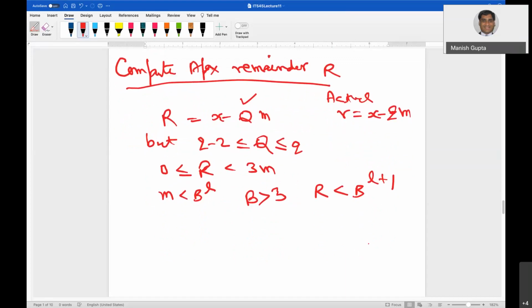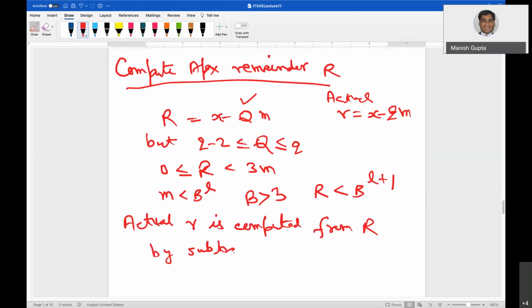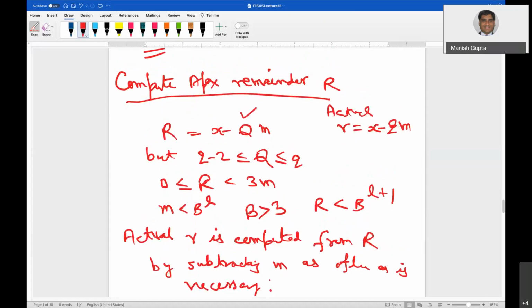So actual r is computed now, okay, from capital R by subtracting m as often as is necessary.